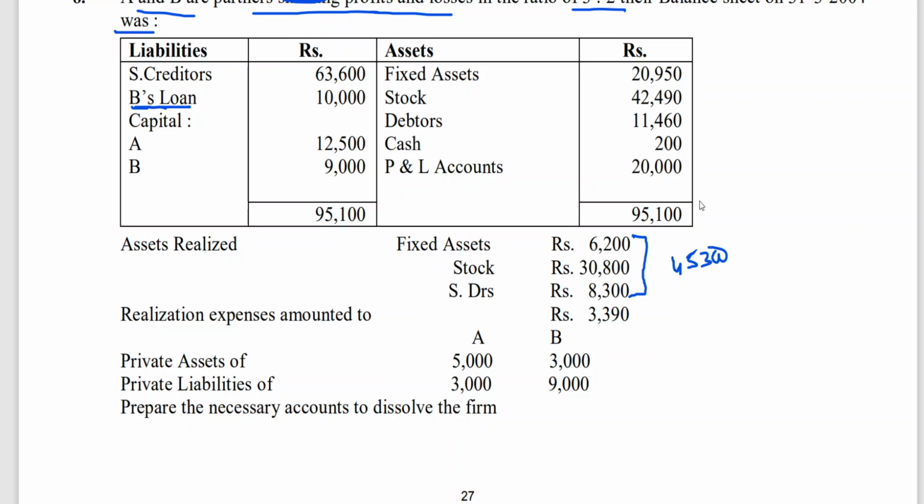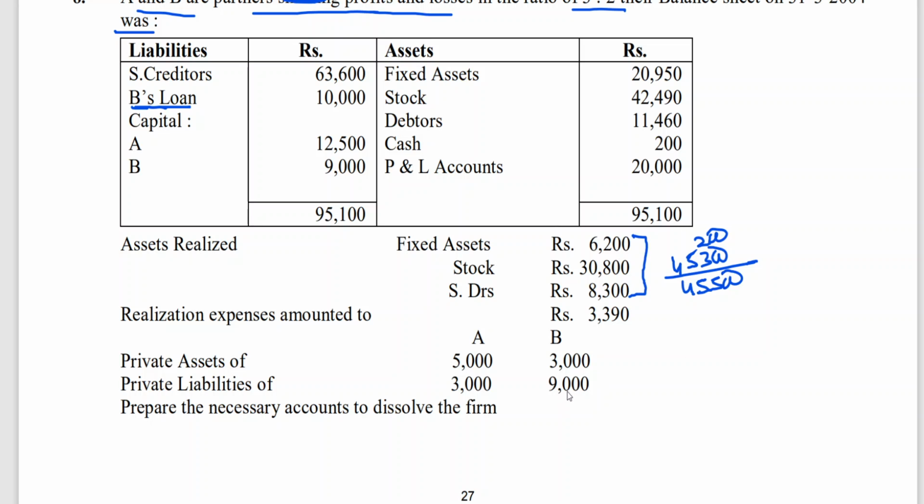And what is opening cash balance? 200. If you see, it is coming to 45,500. 45,500 is the amount that is available for making the payment. But what is creditors? 63,600. That too. First you need to pay realization expense 3,390. So after paying 3,390, the amount is not sufficient to pay to creditors. That means the firm has become insolvent.